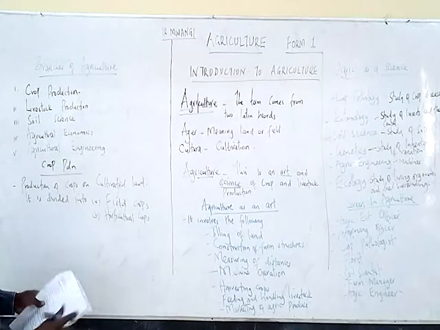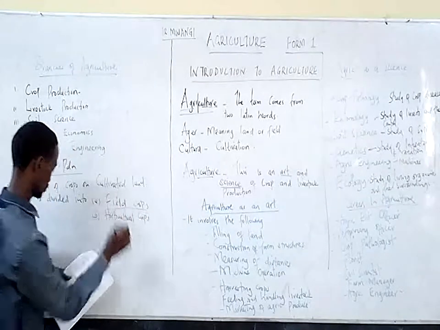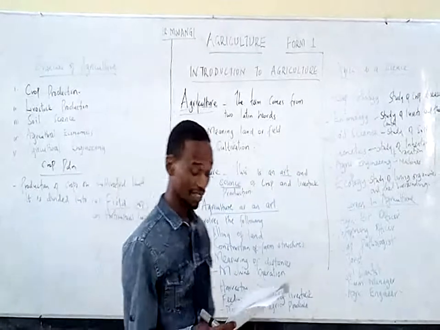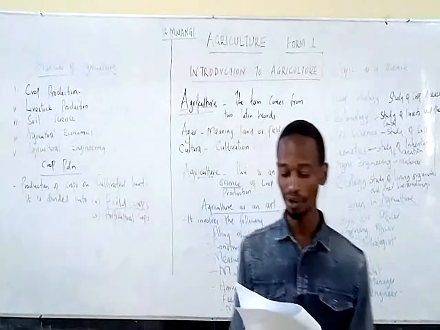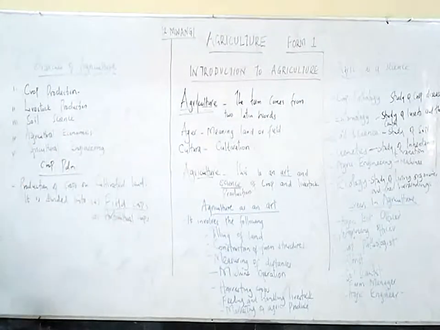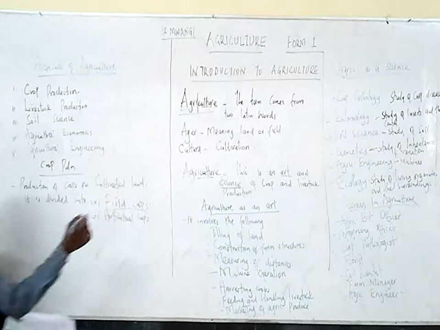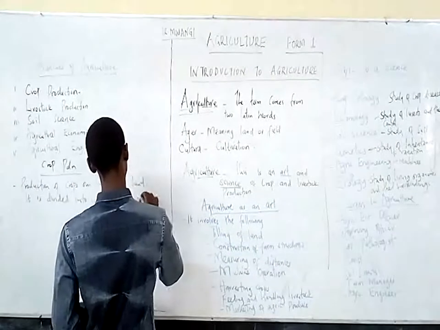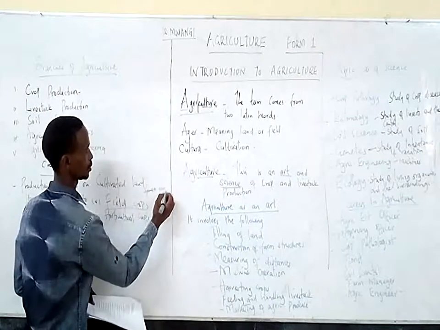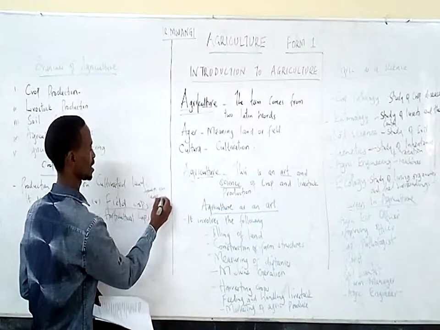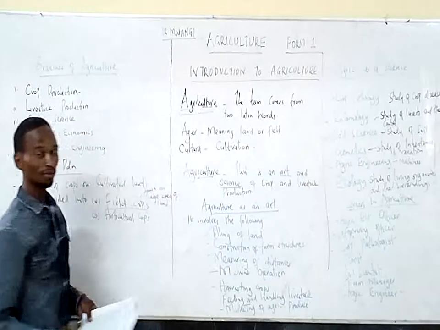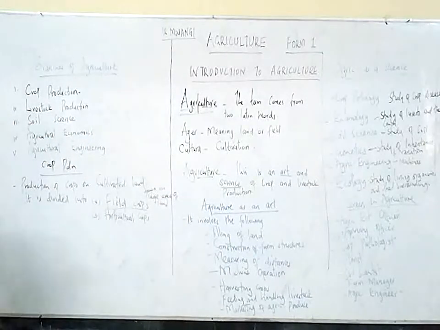So field crops are crops which are grown on fairly large areas of land, which may be annual or perennial crops.